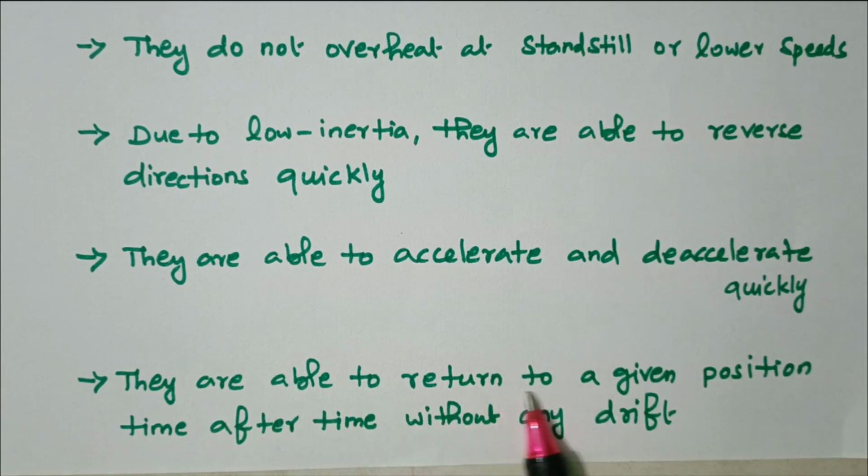They are able to return to a given position time after time without any drift. Without any drift, they will return to the original position. No drift means there is no time delay or position change. There is no change in position. Automatically, it will get back to the original position without any drift.